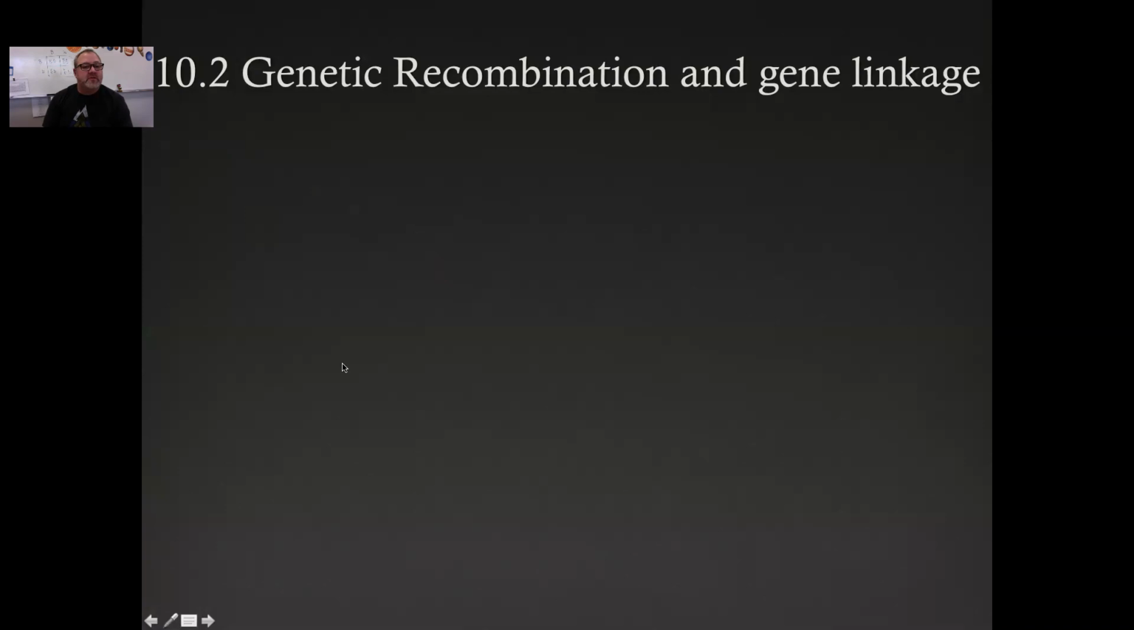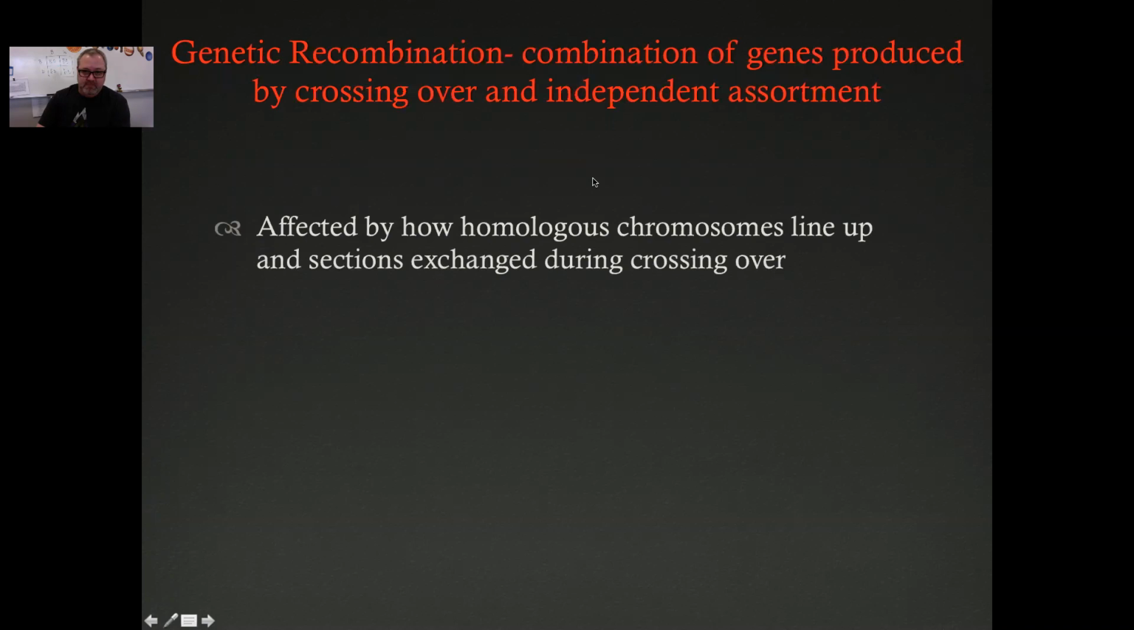Okay, so that was it for 10.1. I'm going to keep going here along 10.2. 10.2 is about genetic recombination and then gene linkage. Genetic recombination is happening when we have genes that are produced from crossing over and independent assortment. I mean, they're not created from that, but it changes the combination based on how the crossing over and independent assortment works, or how it occurs.